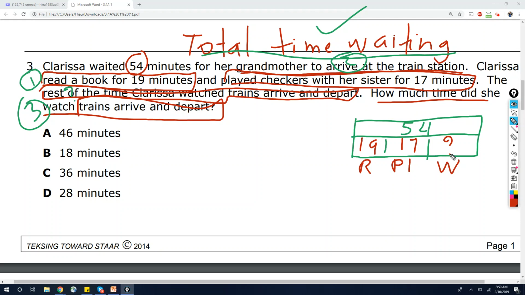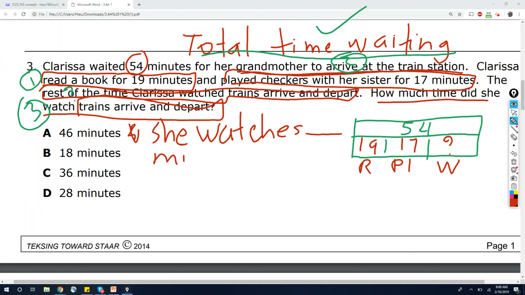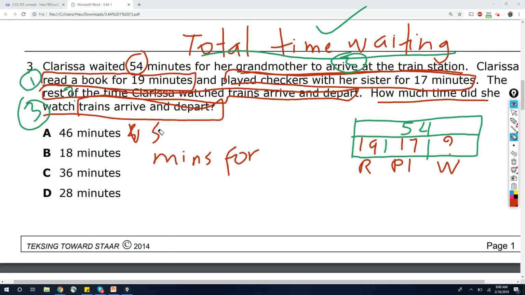So you can write she watched minutes for the train. You know what? I'm going to skip this because Miss Wynn needs this space to show your work, so you understand that we're looking for the time that she waited for the trains to arrive and depart.